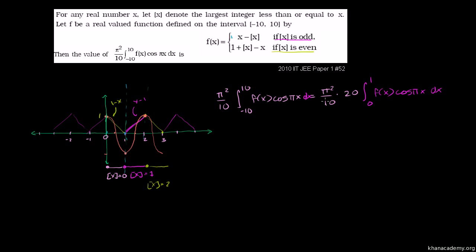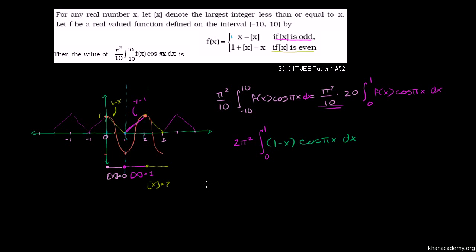First of all, this part over here simplifies: 20 divided by 10 is 2. So it becomes 2 pi squared. That's just this part over here, times the integral from 0 to 1. Now from 0 to 1, what is f of x? Well, we just figured out that from 0 to 1, f of x is just 1 minus x. So it's 1 minus x times cosine of pi x dx. And now we just have to evaluate this integral right over here.